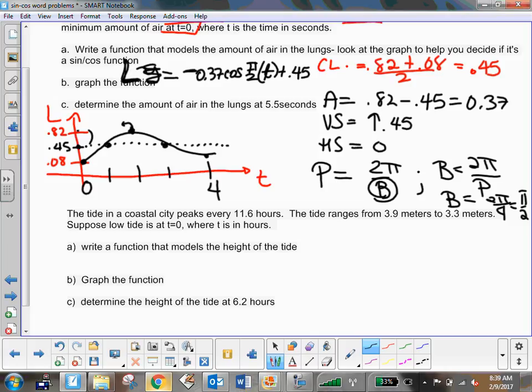Determine the amount of air at 5.5 seconds. So what am I going to do now? Plug in 5.5. All right. So L equals negative 0.37 cosine of pi over 2 times 5.5, and then plus 0.45. Okay, so get your calculators out. My suggestion, girls, plug this cosine part in first, everything, hit enter, and then add 0.45.